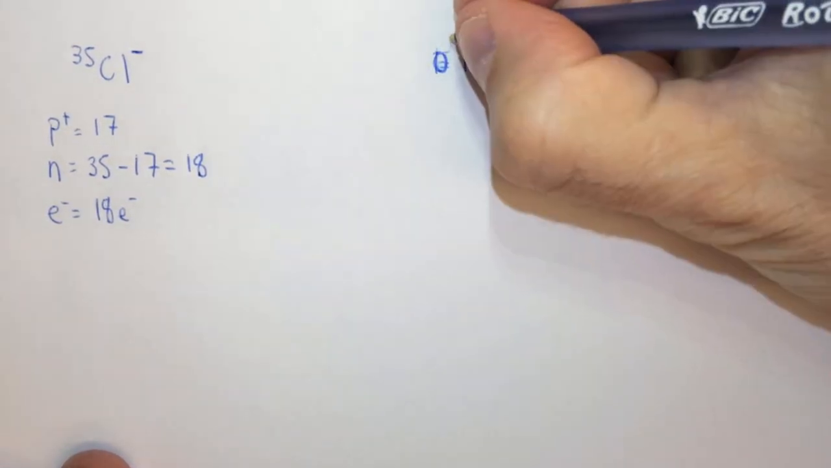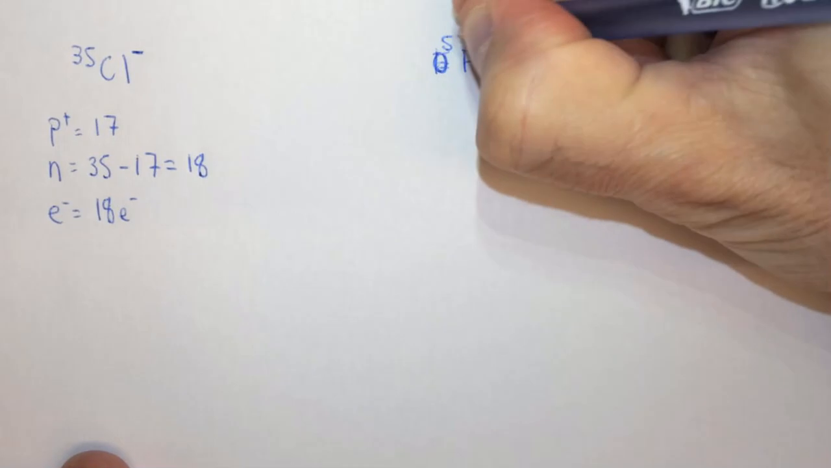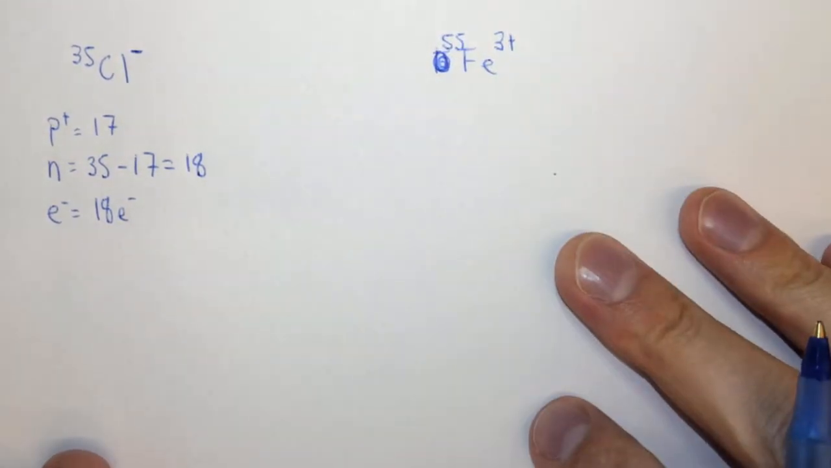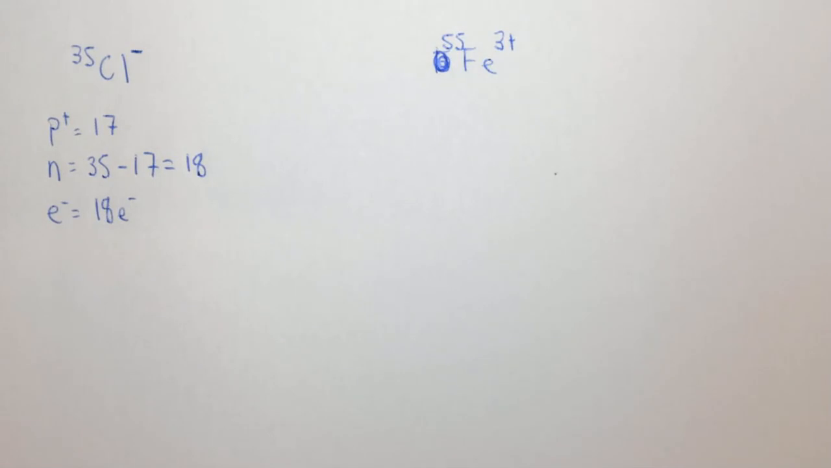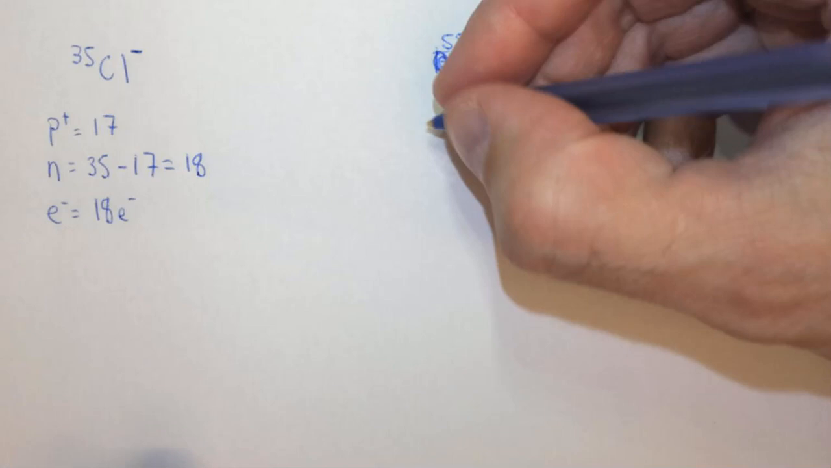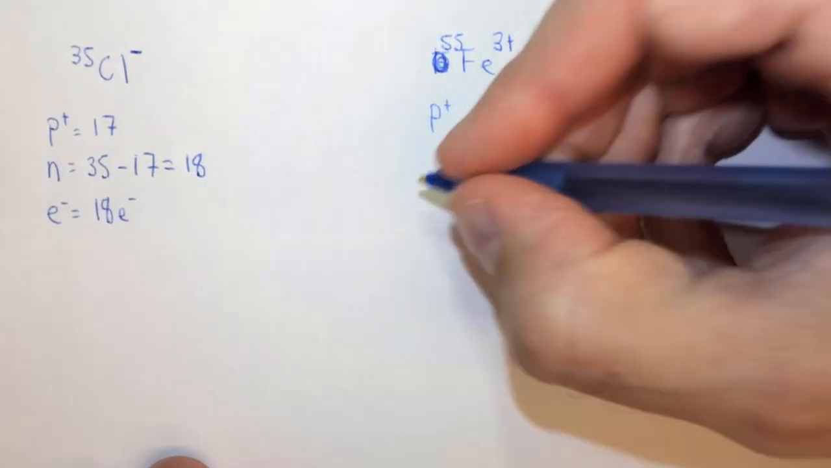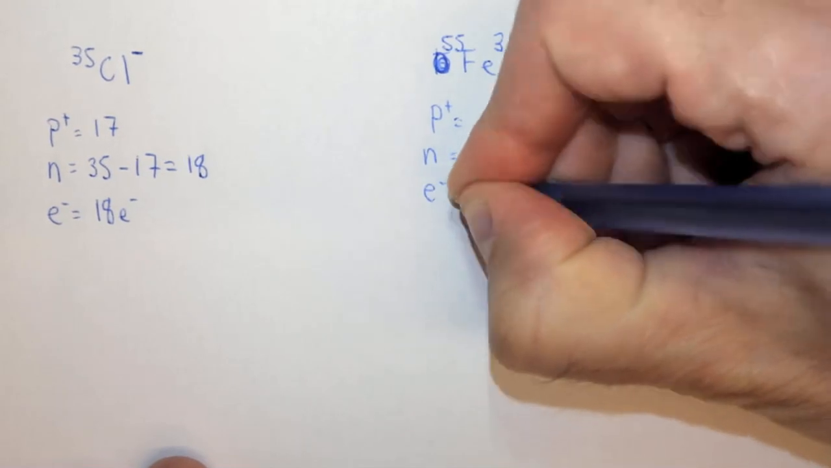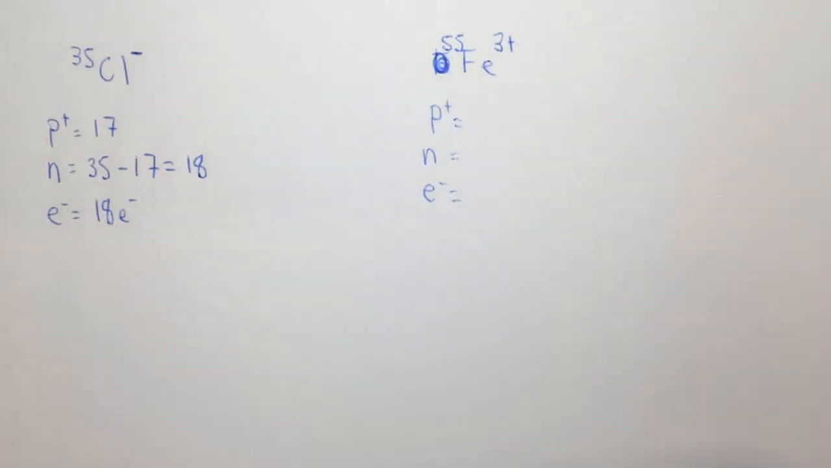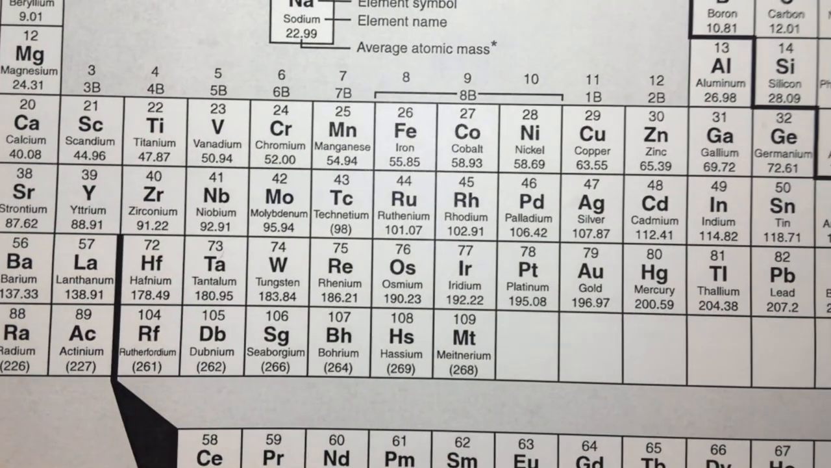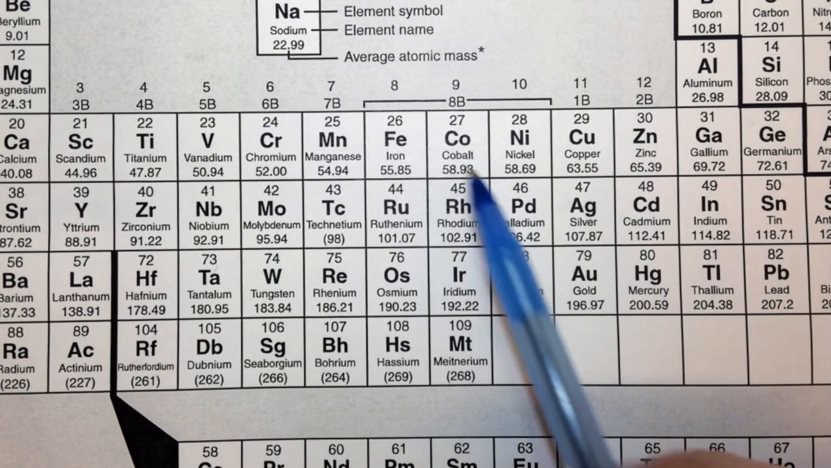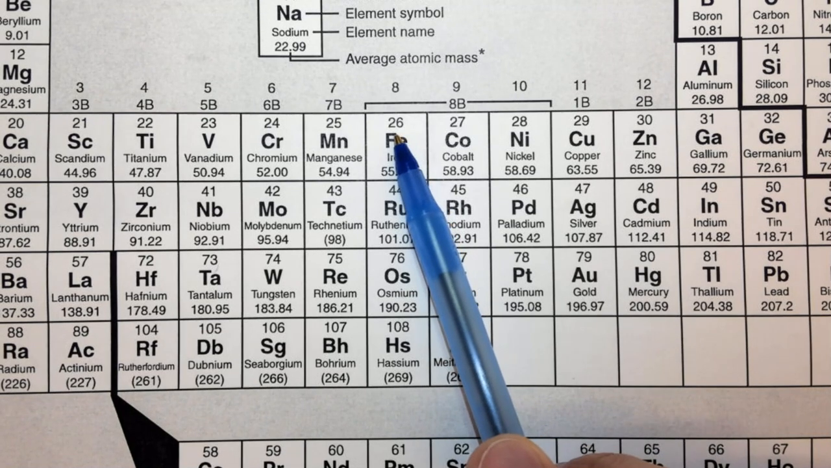Fe with a mass number of 55 and a 3+ charge. So when we look at Fe-55 3+, and we want to figure out the number of protons, the number of neutrons, and the number of electrons, we can do that. First, we have to find iron on the periodic table. And on every periodic table, iron is number 26.